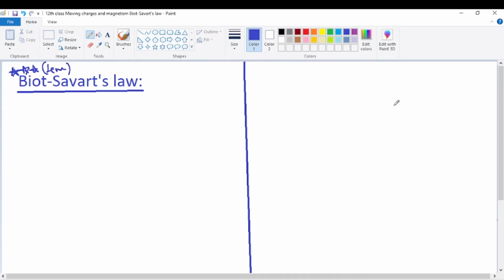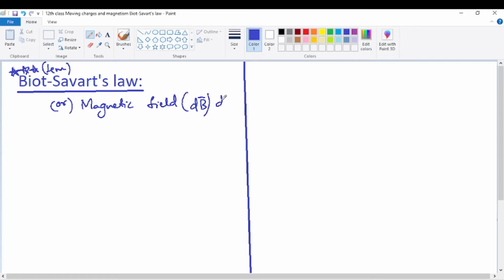Now Biot-Savart's law actually deals with the magnetic field due to a current carrying tiny element. This is also called the magnetic field. The magnetic field vector symbol is B. This is the magnetic field due to a very tiny element, so this is a small magnetic field, denoted as dB. Capital B denotes a regular, normal magnetic field. dB, like dl, denotes a very small, elemental magnetic field.